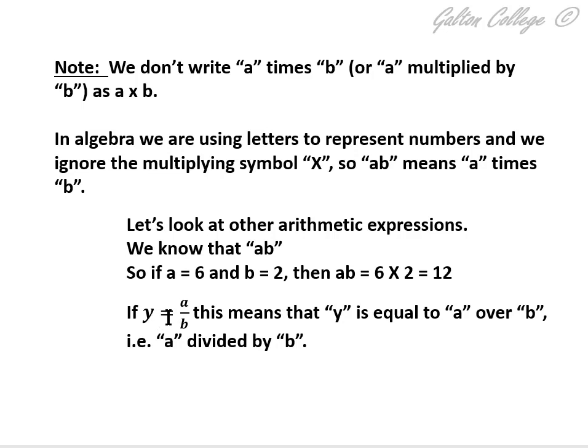Likewise, if Y is equal to A over B, i.e. A divided by B, so very, very straightforward. If that's the case, and again A is equal to 6 and B is equal to 2, then Y will equal 6 over 2, making Y 3.